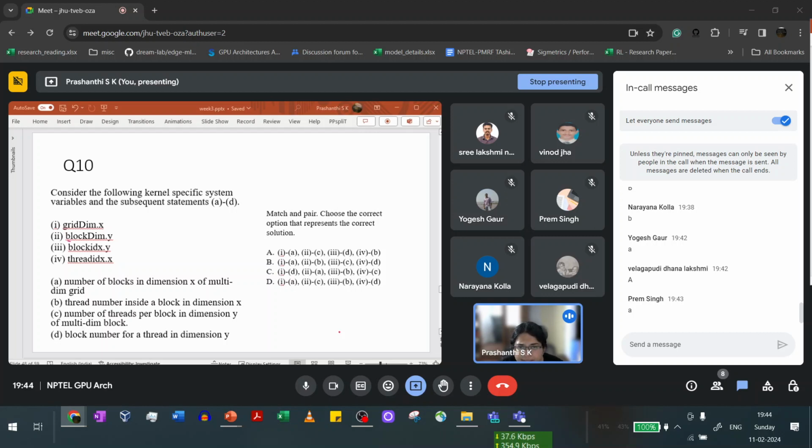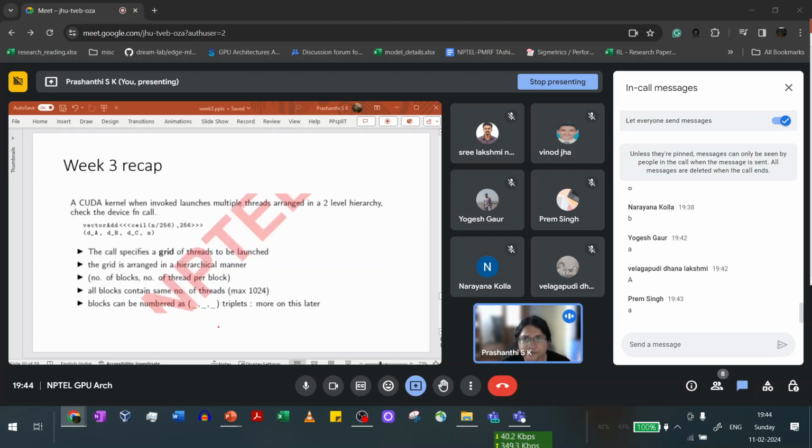Okay, let's take a look at the answer. It is A. So, why is it A? Let's do a quick recap of these concepts first. A kernel, when invoked, launches multiple threads in a two-level hierarchy. We already discussed this, right? So these are the launch parameters. You can think of this as a grid of threads to be launched, and that grid is arranged in a hierarchical manner. The first parameter is the number of blocks, the second is the number of threads per block, and all blocks contain the same number of threads.